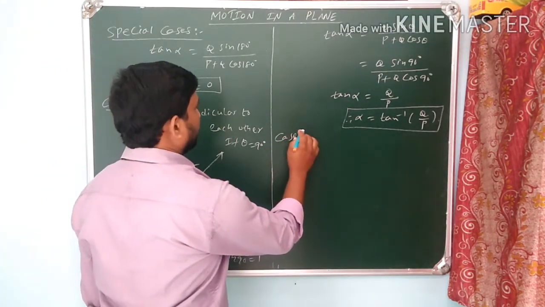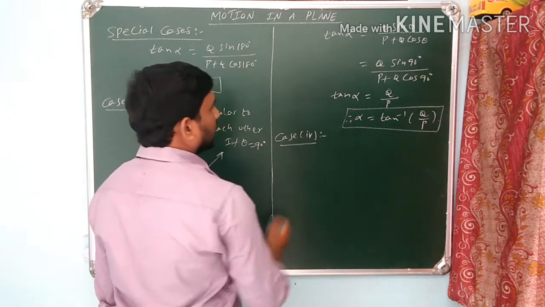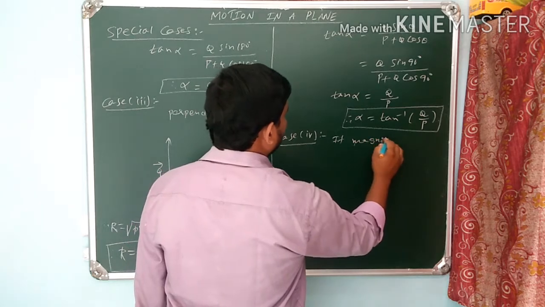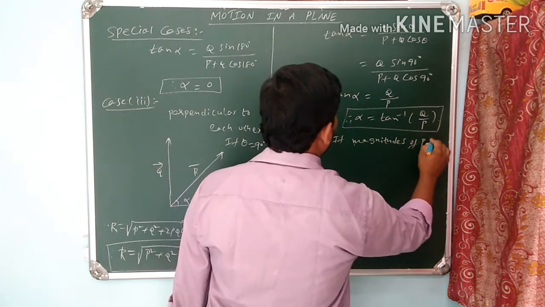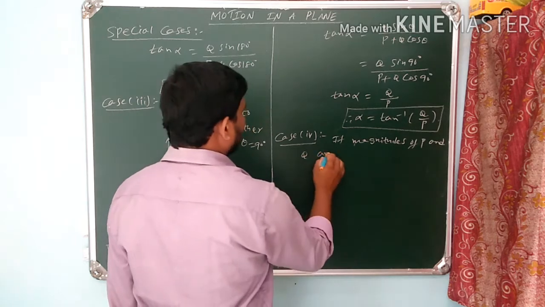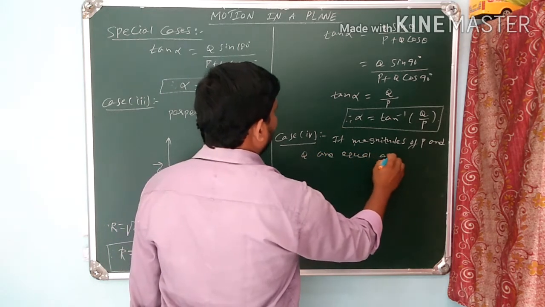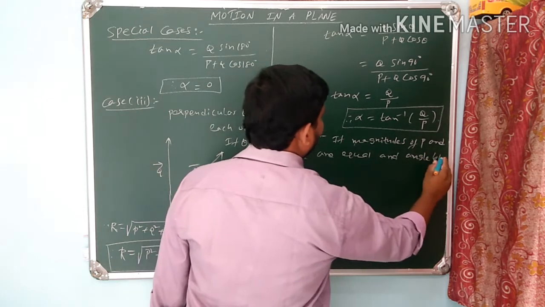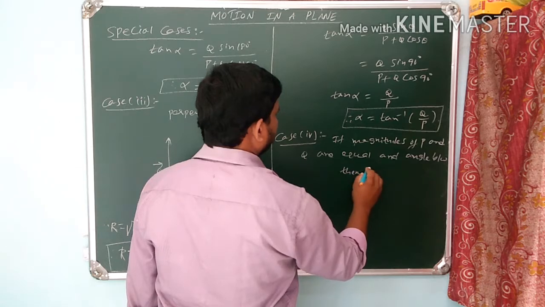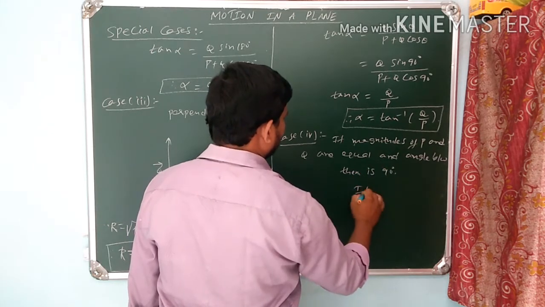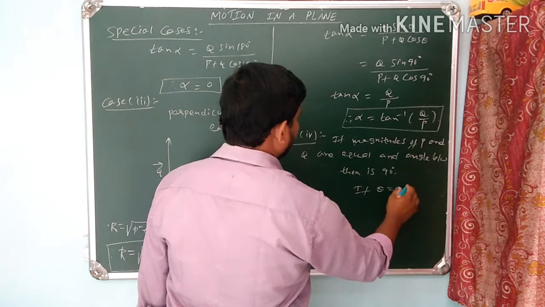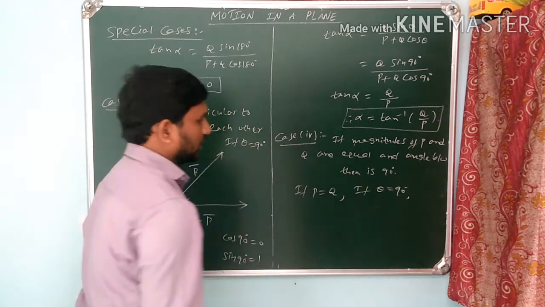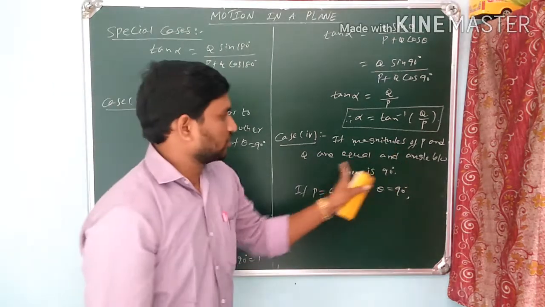Now case 4: if the magnitudes of p and q are equal, and the angle between them is 90 degrees. That is, if theta is equal to 90 degrees and p is equal to q, the magnitudes of p bar and q bar are equal.